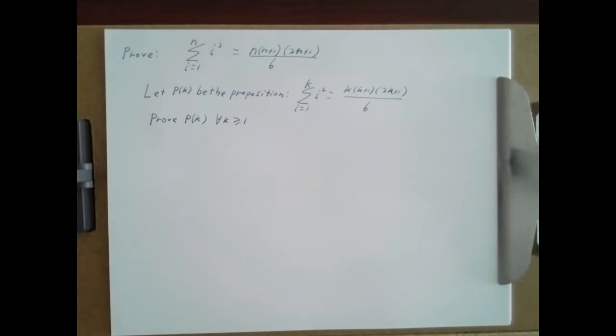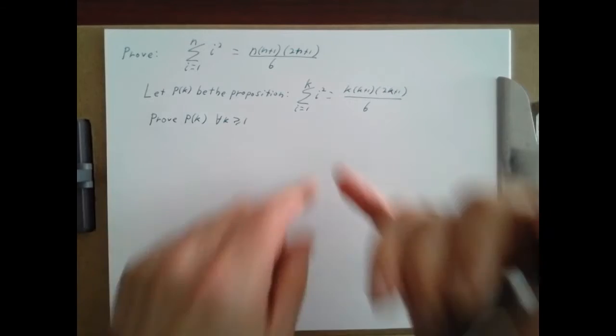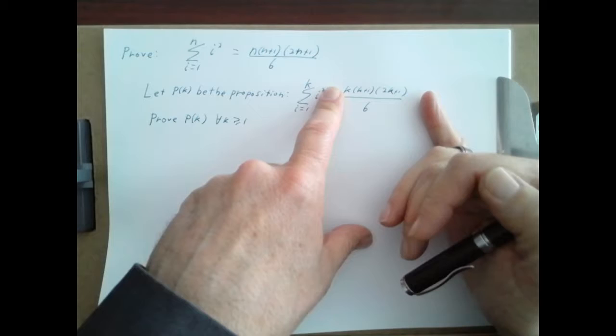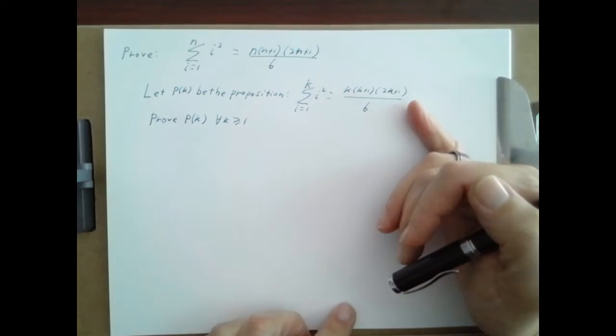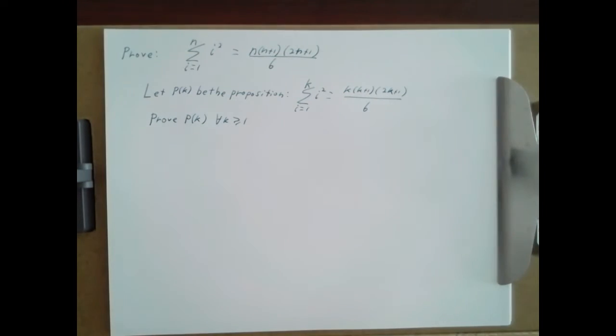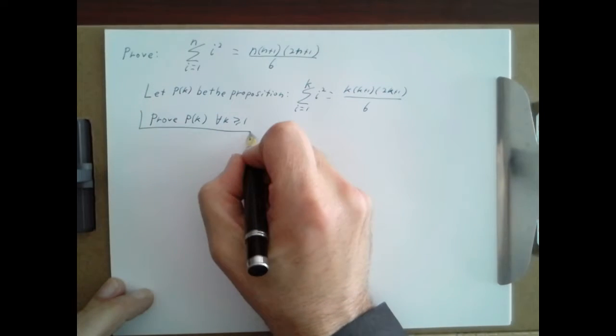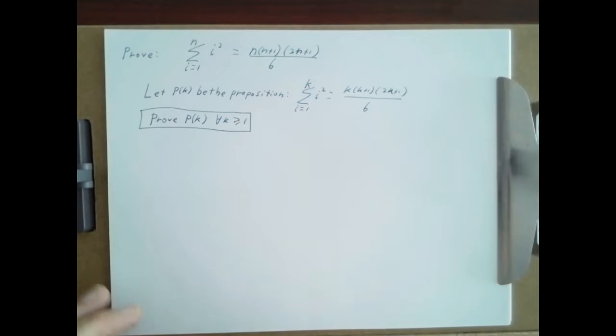But P of k itself is usually not going to be some statement about k for all k bigger than or equal to 1, right? P of k is just a particular proposition. P of 5 says the sum of the first 5 squares is equal to 5 times 6 times 11 divided by 6, right? But we don't usually put that quantifier on the statement of P of k, but it does go on the statement of what it is that we're trying to prove, which is that P of k is true for all k. All right, we've got a good proposition.